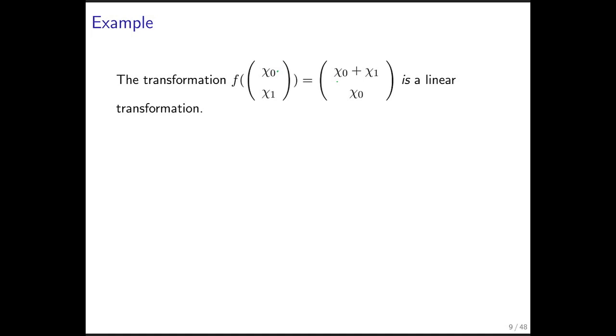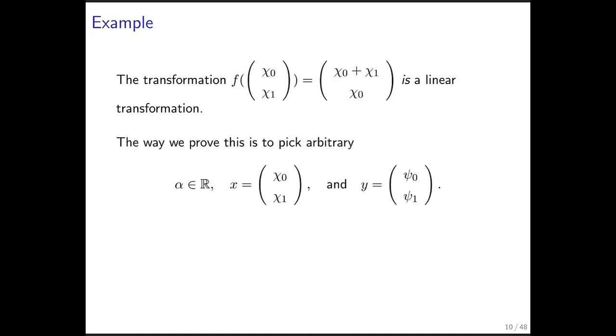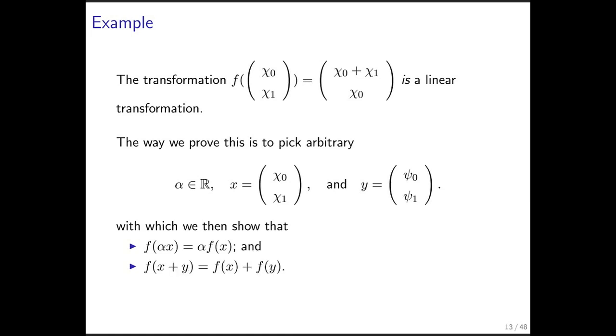So how would we figure that out? What you need to do is prove that if you take an arbitrary alpha in R and arbitrary vectors x and y, where we expose the components of x and the components of y, but it's very, very important that we make absolutely no assumptions about x and y, then if you do alpha times x and then apply the function f to it, you get the same as if you first applied the function f to it and then scaled it by alpha. And f of x plus y is the same as f of x plus f of y.